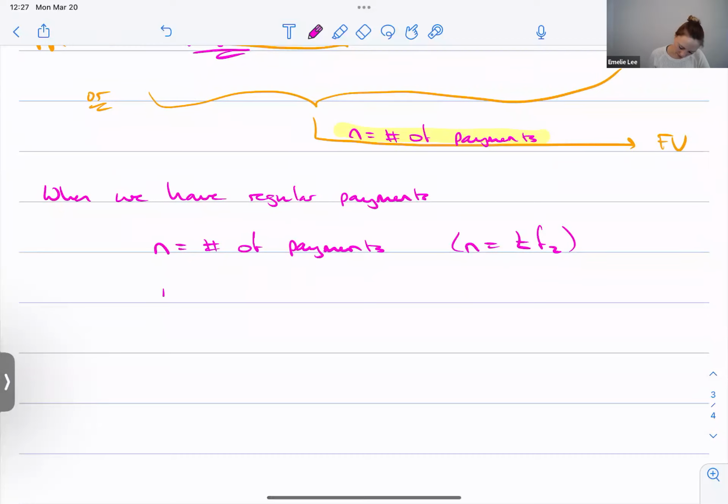And I is I2, which is 1 plus I1 to the power of F1 over F2 minus 1, right? And so now the frequency is going to be F2.